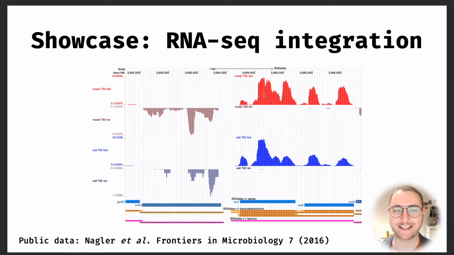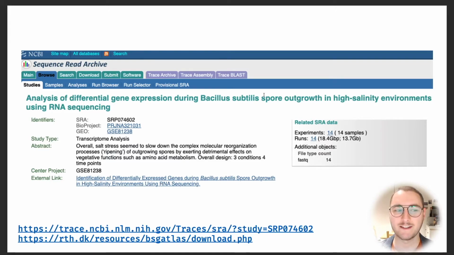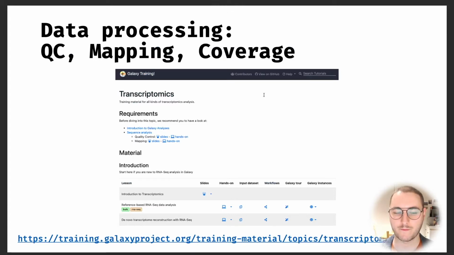Now let's have a look at how we might be able to add additional information, for instance from an RNA-seq experiment, to the browser. To showcase such an integration, I use publicly available RNA-seq data, in this case from Nagler et al. I downloaded the data from the Sequence Read Archive and mapped them against the Bacillus genome. If you're interested in learning how to conduct a quality control step and map reads against the genome, and finally retrieve a coverage signal from an RNA-seq experiment, I would recommend that you have a look at the training material of the Galaxy project.